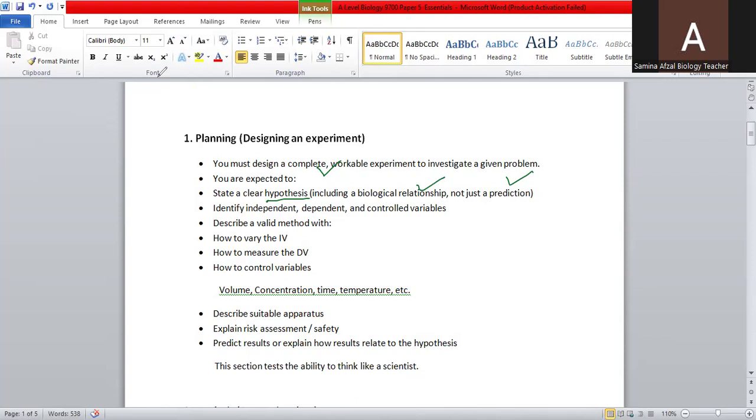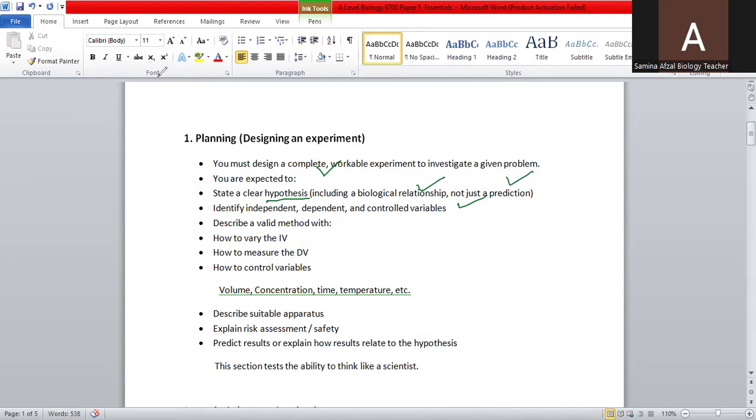After stating a hypothesis, you have to identify the independent, dependent, and controlled variables. Controlled variables are those which remain constant during the experiment, and the independent variable is the one according to which the dependent variable will change. Then you come to describe a valid method.